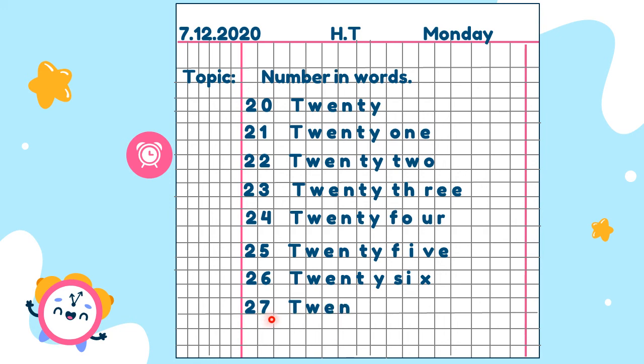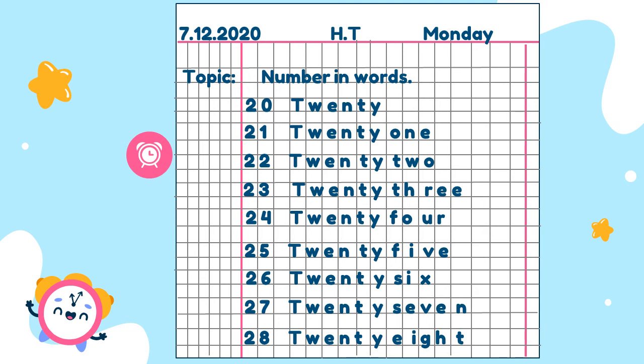27. Then the spellings of 27. TWEN 20, SEVEN 7, 27. What comes after 27? 28. Then write the spellings of 28. TWEN 20, then spellings of 8. EIGHT 8, 28. Now here you can see I don't have enough space, so I'm going on to the next page.